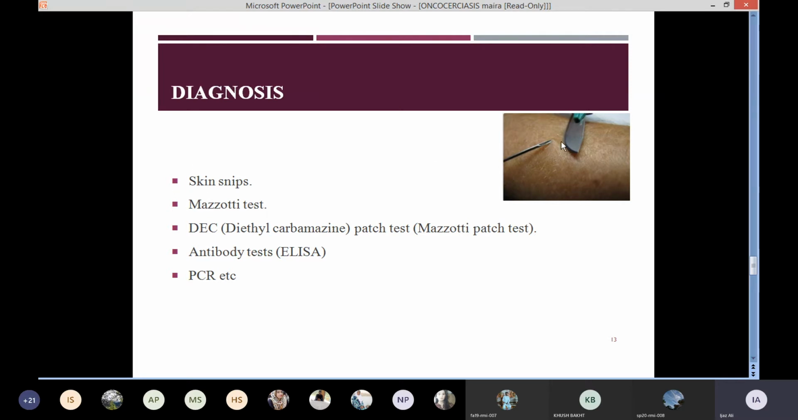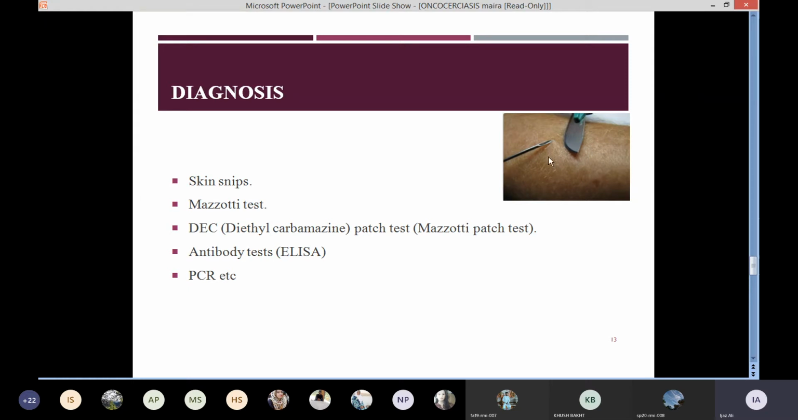You can look at this picture. You can just flip a piece of skin from some area of your body, and then you can cut it with a scalpel, and then you can put this skin tissue in normal saline for 24 hours, and the microfilaria, if present, would come out in a matter of 24 hours. And after that, you can examine that tissue under the microscope and see these microfilaria.